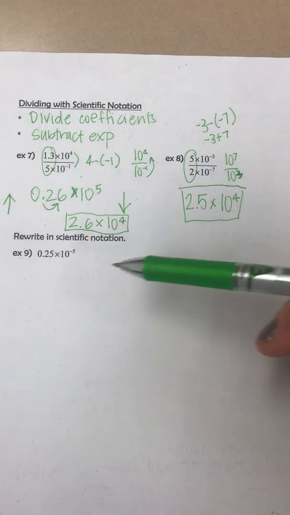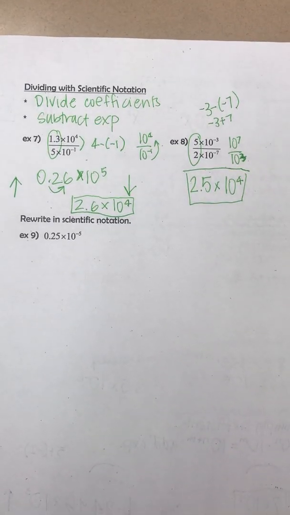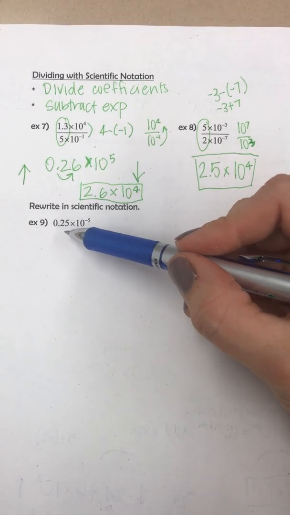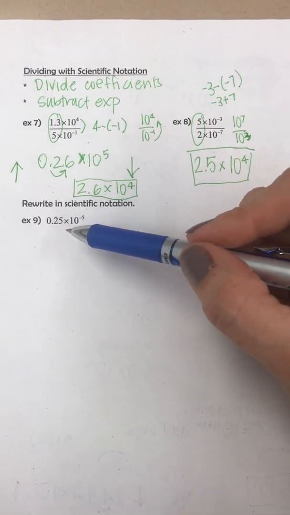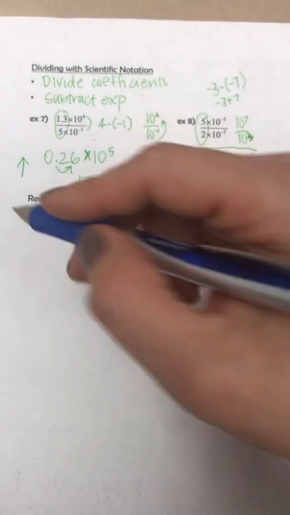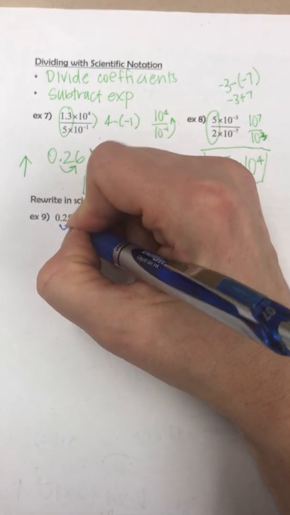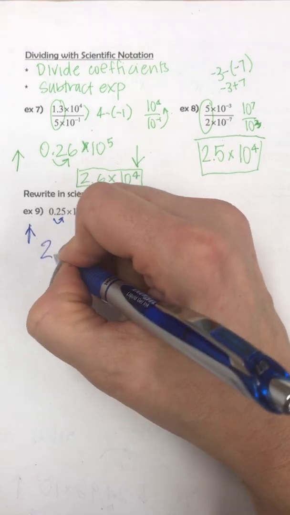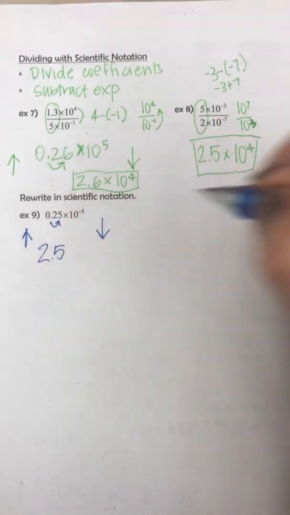All right, and then finally, we're going to finish up this last question. It asks us to rewrite in scientific notation. Currently it's not, because again, 0.25 is too small. 25 cents is too small for lunch. So I need to make this number bigger. So if that number gets bigger and becomes 2.5, this one will get smaller.